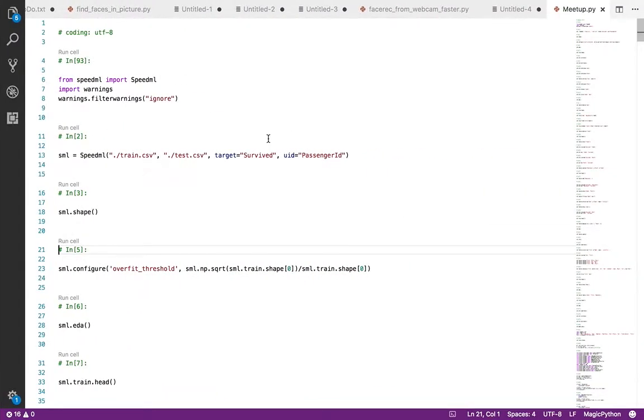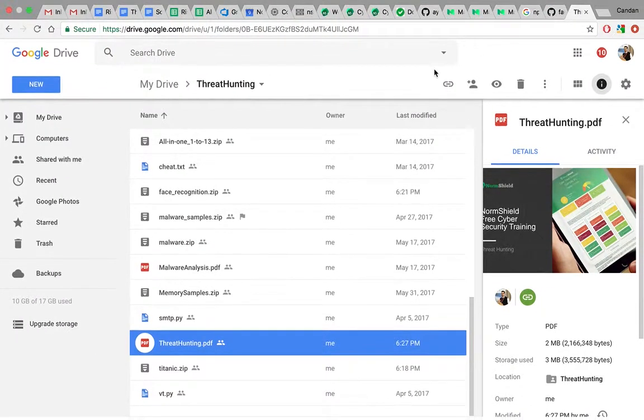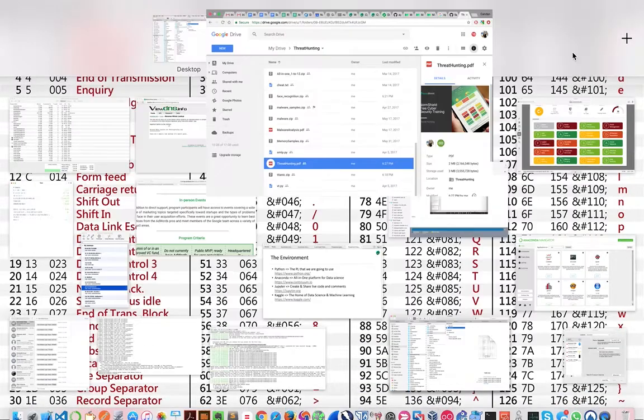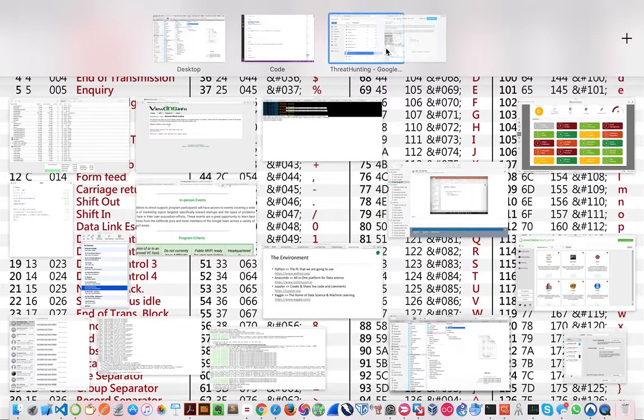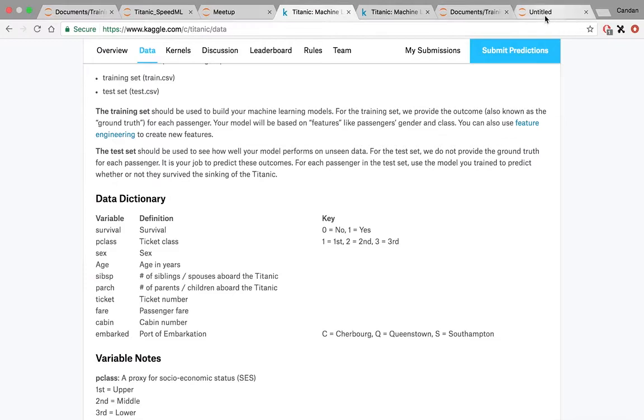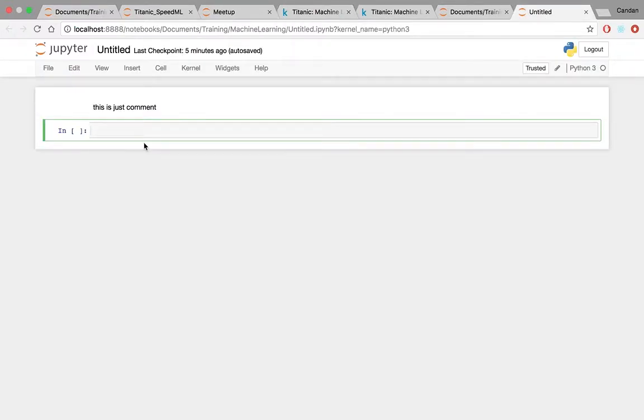So this is the code. I will share it with you guys. I think I shared the Jupyter notebook with you. So let's start with some of the important ones. SpeedML. This one I was telling you guys about. It really helps you a lot to start machine learning, because machine learning includes a lot of libraries. So if you are going to deal with NumPy and pandas at the very beginning, it's going to be painful.